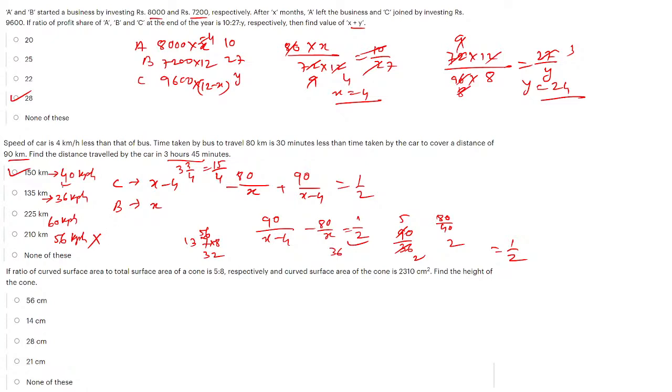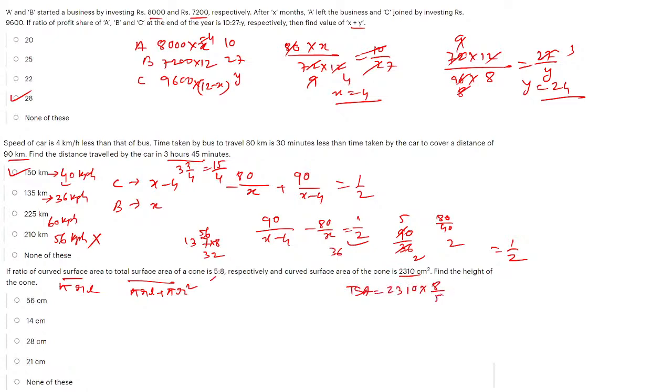So at times checking the options would serve better and give you the answer in minimal time. If the ratio of the curved surface area of a cone, that is pi r l, and the total surface area, that is pi r l plus pi r square, equals this. Now this 5 unit is given the surface area, that is 2310. So what is the total surface area?